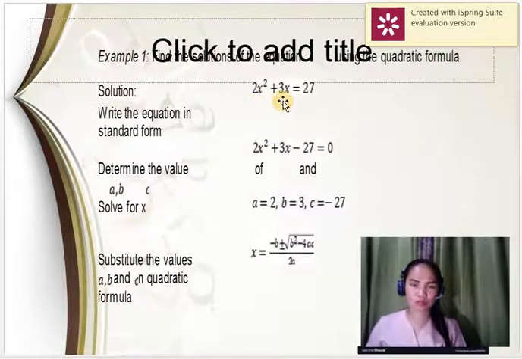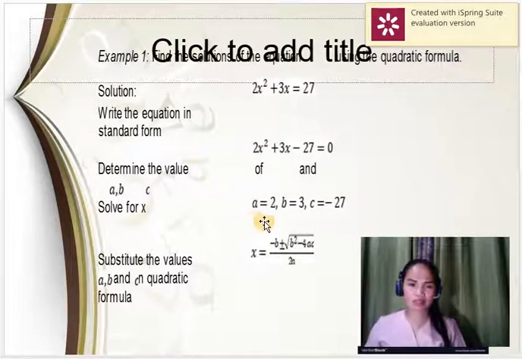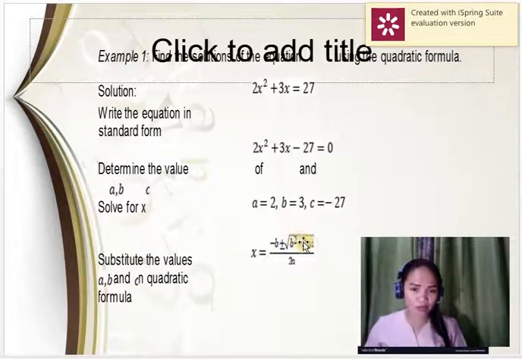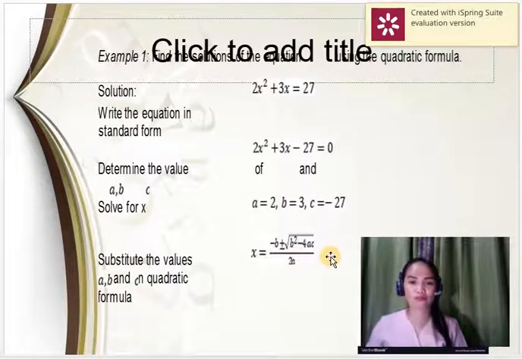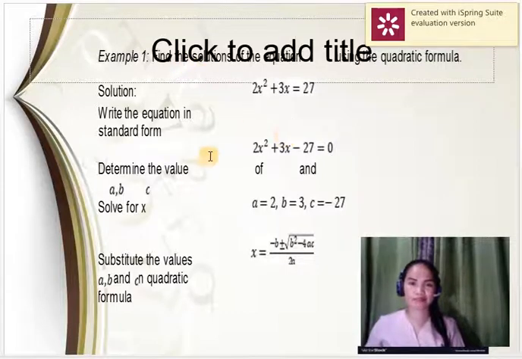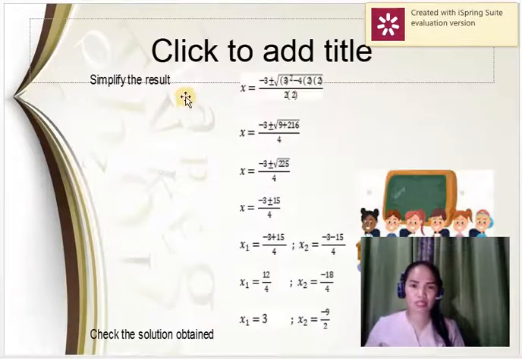Okay, so 2x squared plus 3x is equal to 7. Determine the values of a, b, and c. Make the equation in standard form. Identify the values of a, b, and c. Then here is the formula. Do not forget: x equals negative b plus or minus the square root of b squared minus 4ac, all over 2a. Substitute the values. There you go.